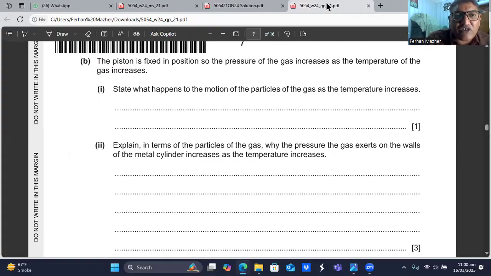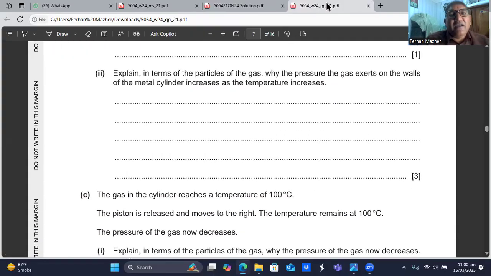Okay, then question number 3B and its second part. Explain in terms of the particles of the gas why the pressure the gas exerts on the wall of the metal cylinder increases as the temperature increases. So you see, in this case, the volume is constant. You are increasing the temperature. So the temperature and the pressure, when the volume is constant, are directly proportional to each other. So what happens when you increase the temperature? The particles of the gas start moving faster.